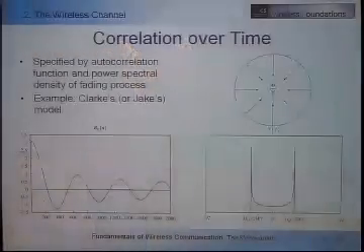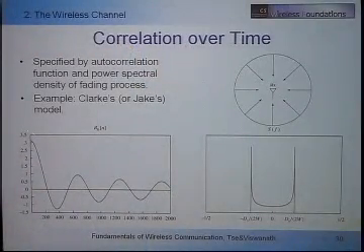This is the variation over time. This is the autocorrelation function of that fading process. So you can see that as I look at different times, they get more and more or less independent. And there's a notion of the power spectrum of that. Okay.